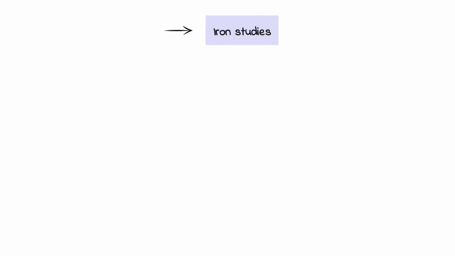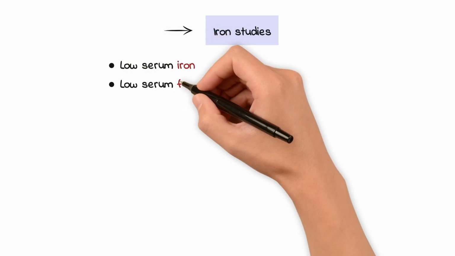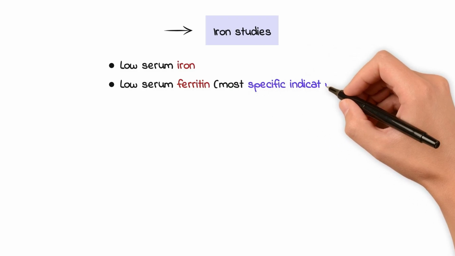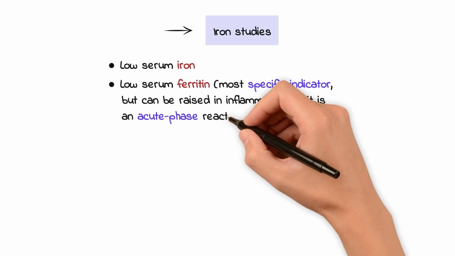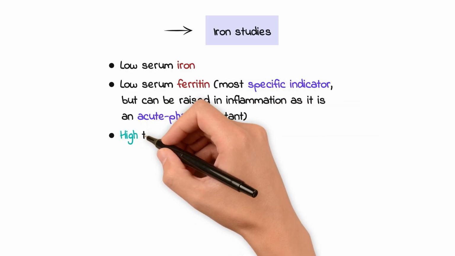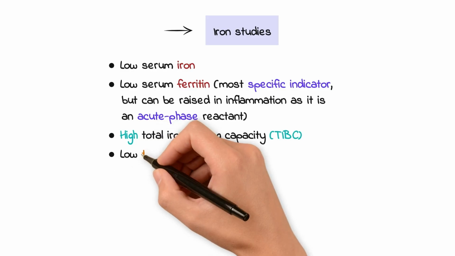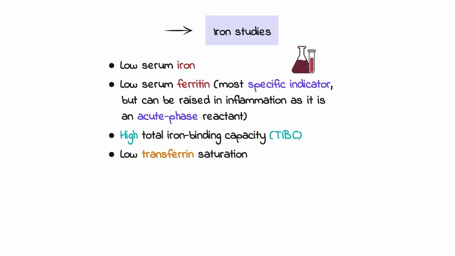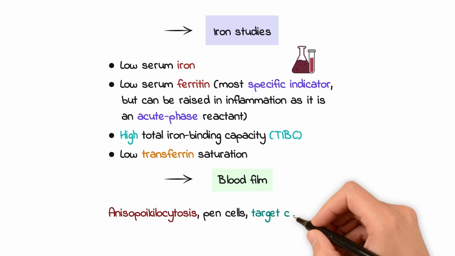Iron studies. This confirms low serum iron and low serum ferritin, which is the most specific indicator but can be raised in inflammation as it is an acute phase reactant. High total iron binding capacity (TIBC), and a low transferrin saturation. Blood film: anisopoikilocytosis, pencil cells, and target cells.